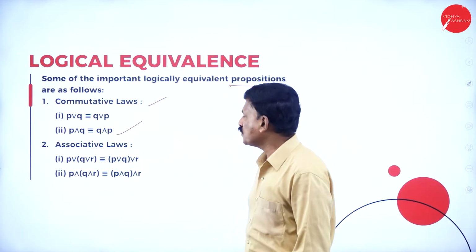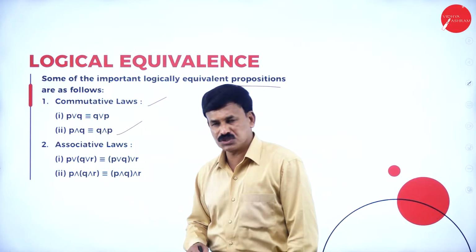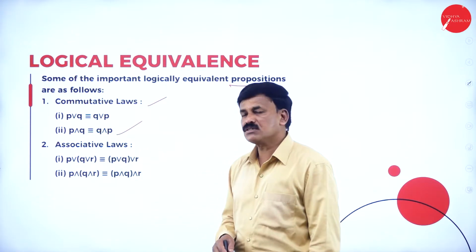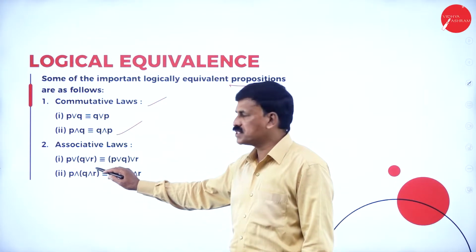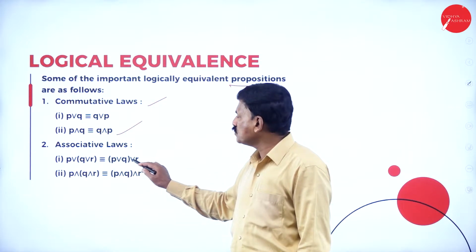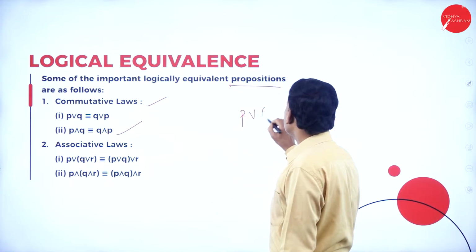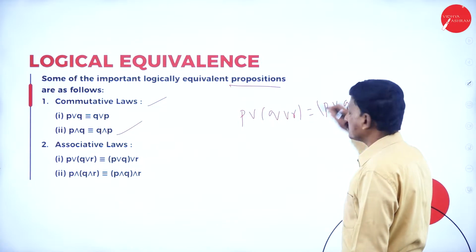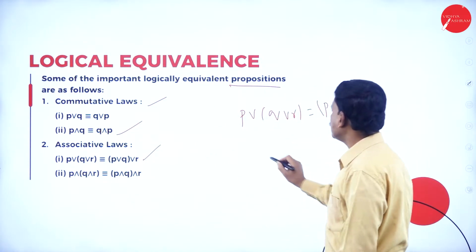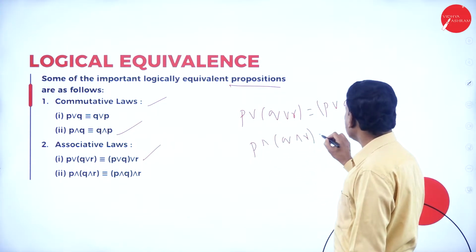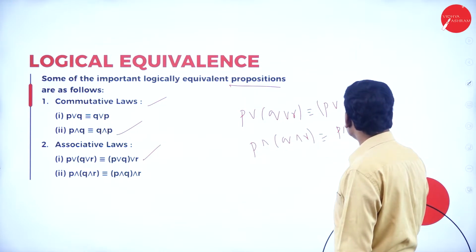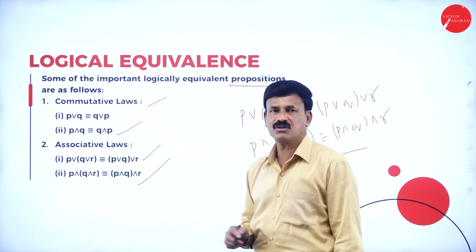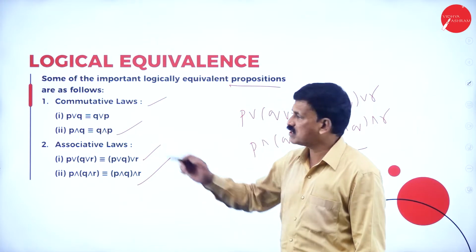Now, the associative property. Let us consider P, Q, R as propositions. Here also conjunction and disjunction are associative. So P disjunction (Q disjunction R) is logically equivalent to (P disjunction Q) disjunction R, just interchanging the brackets. Similarly, in case of conjunction, P conjunction (Q conjunction R) is logically equivalent to (P conjunction Q) conjunction R. So this is the associative law as well as the commutative law.